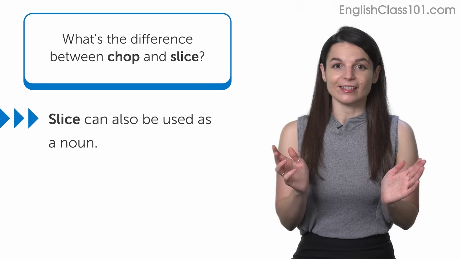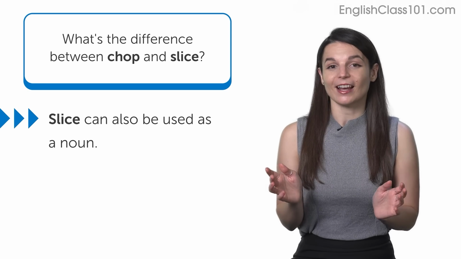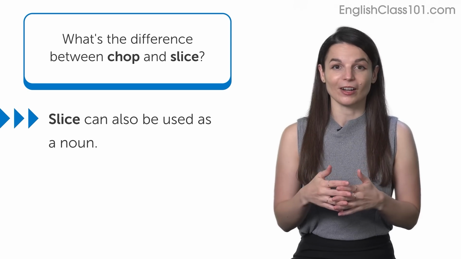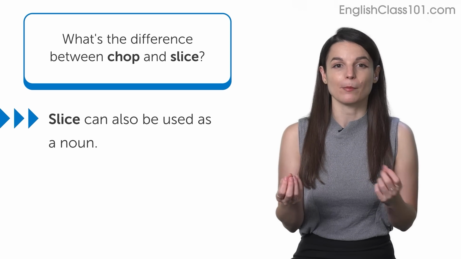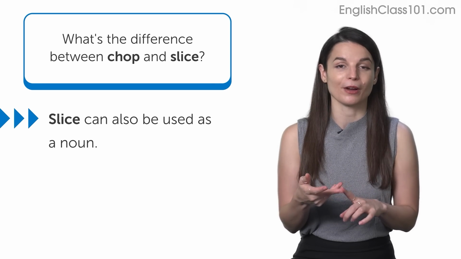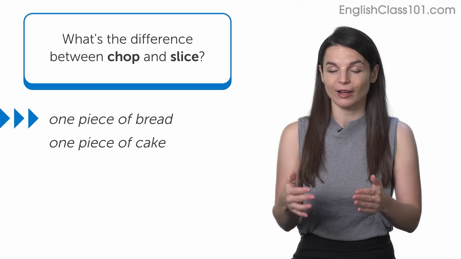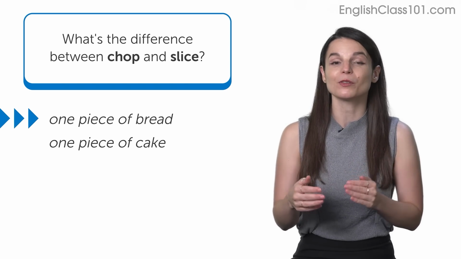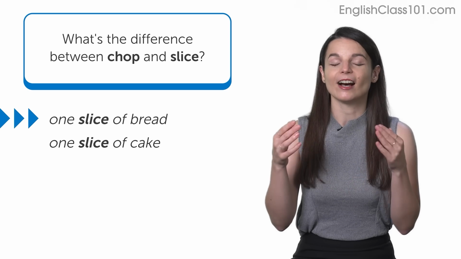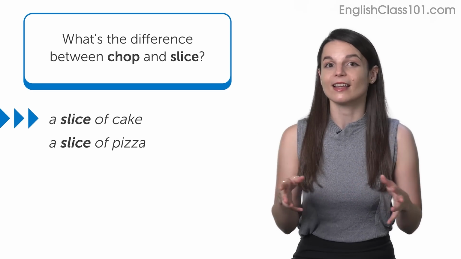Another use of slice, though, is not as a verb. It's as a noun. It's as a counting word. So we use slice when we're talking about pizza or cake or bread, for example. When we want to talk about one piece of bread or one piece of cake, we often use the word slice, as in a slice of cake or a slice of pizza.